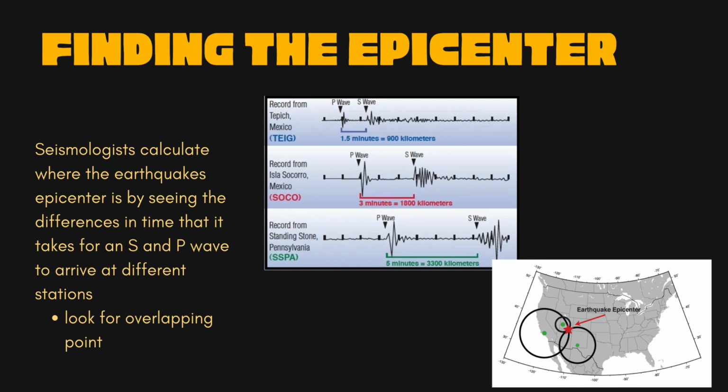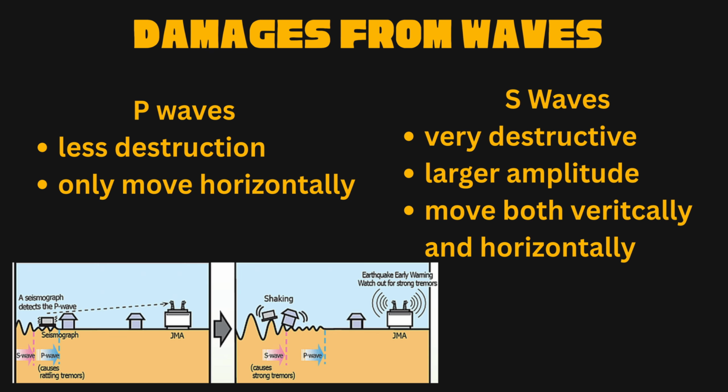So, you take this for at least 3 stations, and you take this number right here that you get, and you make a bubble from that station, 1,800 kilometers out, and that is where the earthquake could have happened on this line. You do that for multiple places, and then you see where they're overlapping, which, for instance, is that little red star right there, and that is where the earthquake occurred.